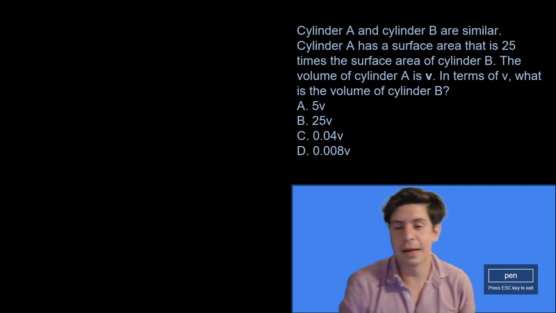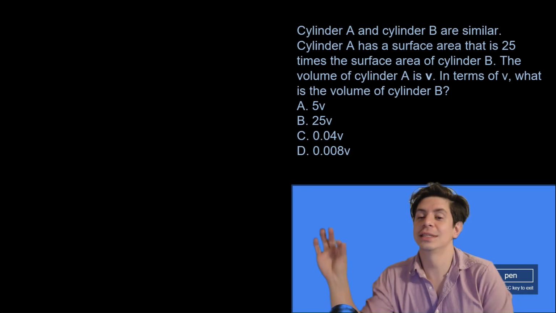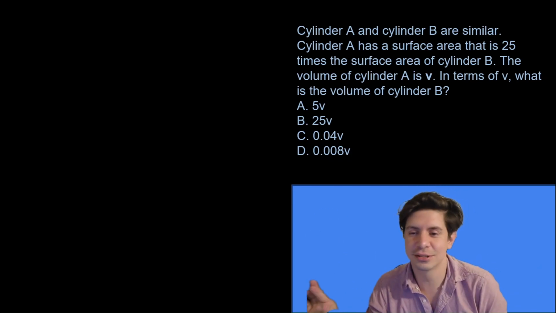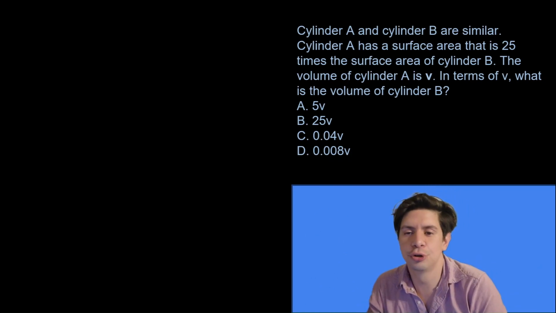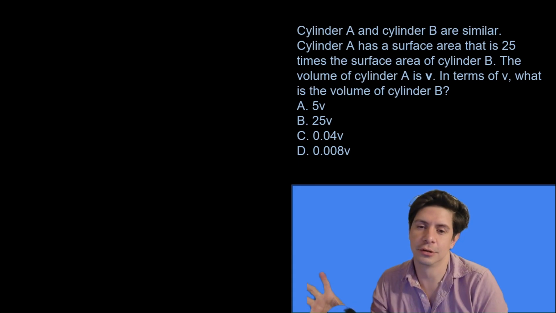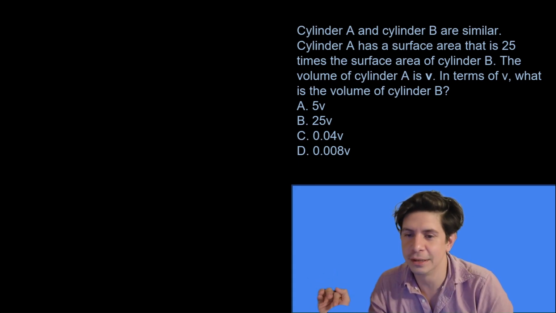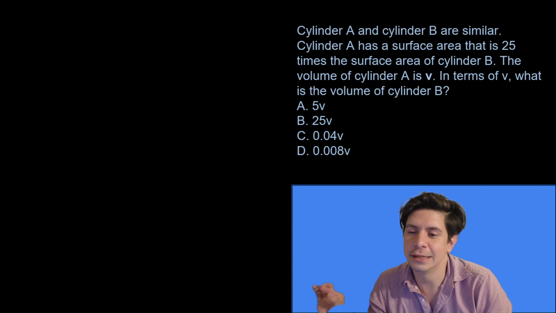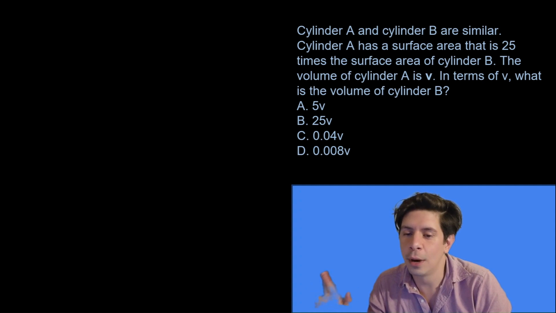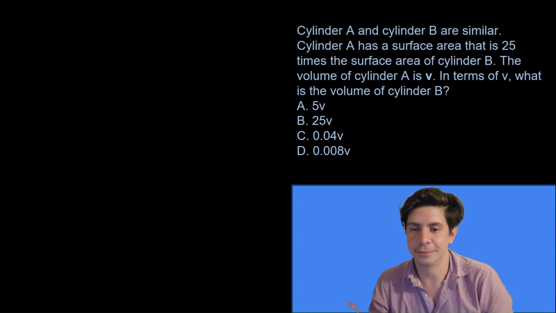All right, and now we have the cylinder question, but if you see in a second, it's not really a cylinder question. You'll see what I mean in a second. Cylinder A and cylinder B are similar. Cylinder A has a surface area that is 25 times the surface area of cylinder B. The volume of cylinder A is V. In terms of V, what is the volume of cylinder B?